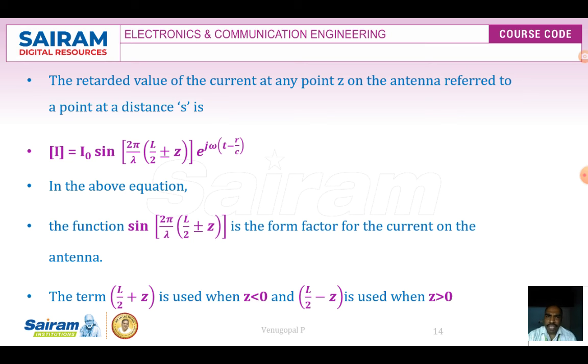write the retardation current I is equal to I naught into sine of 2π by lambda into (L by 2 plus or minus Z) and exponential of jω into (t minus r by c). So in the above equation, the term sine of 2π by lambda into (L by 2 plus or minus Z) is the form factor for the current on the antenna. In this function, the term L by 2 plus Z is used when Z is less than 0, and L by 2 minus Z is used when Z is greater than 0.